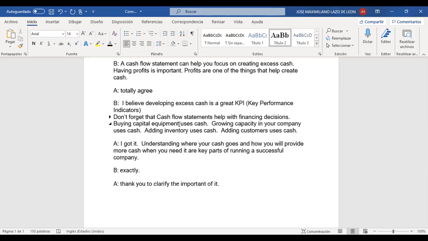Use cash. Growing capacity in your company, use cash. Adding inventory, use cash. Adding customers, use cash. I got it. Okay.